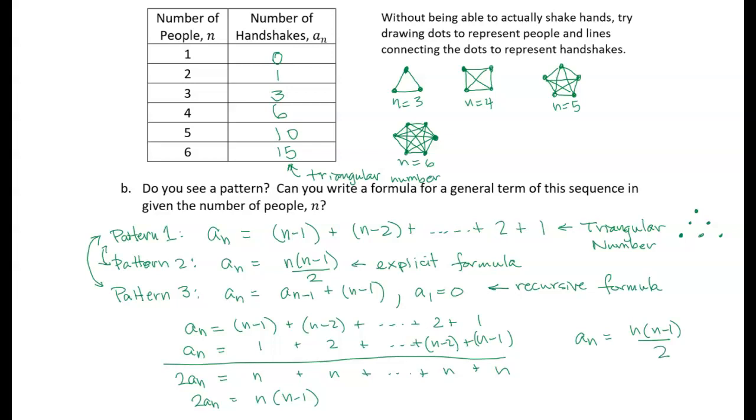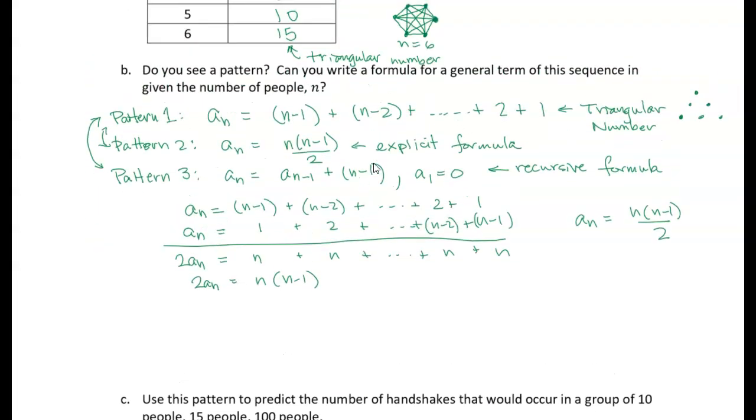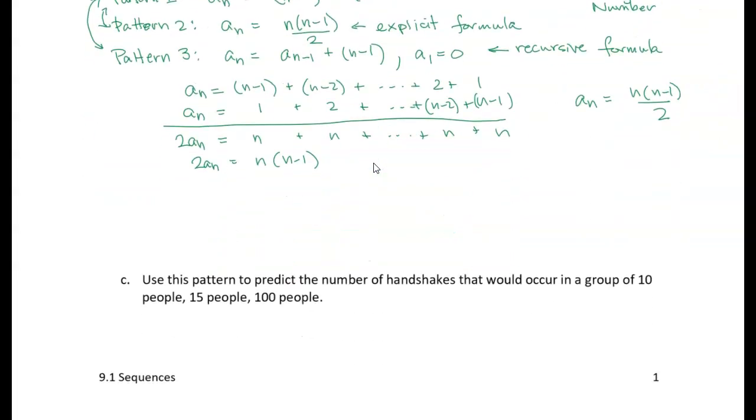So that's one way to show how we get this explicit formula from the sum of consecutive numbers. We get it from the triangular numbers, so there's an explicit formula for triangular numbers. Now this last part is asking, can we predict, if we have a group of 10 people or 15 people or 100 people, how many handshakes there will be? We can use any of these formulas.